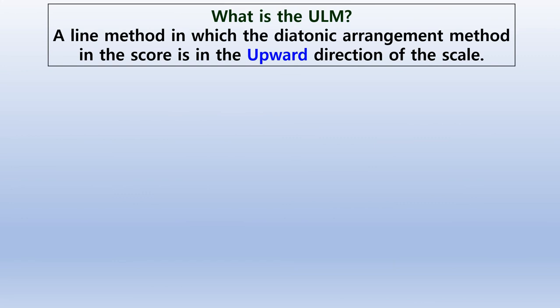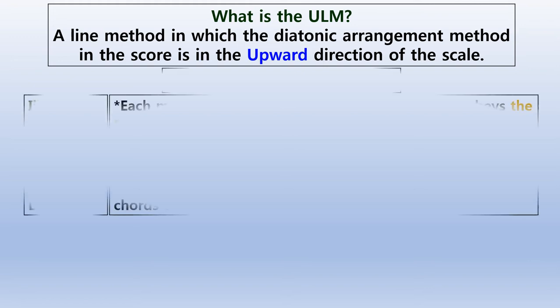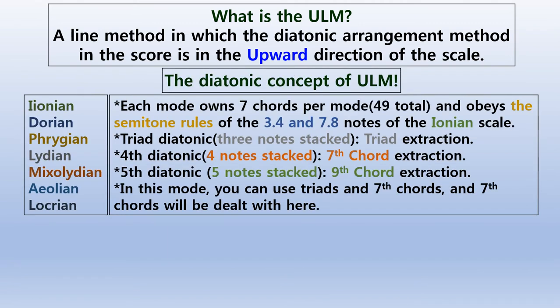The meaning of the upward line method is an upward line method as the English name indicates, and it means the line method in which the diatonic arrangement method on the score is in the upward direction of the scale. Looking at the diatonic concept of the upward line method, the 7 modes possess 7 chords per mode, 49 total, and obey the semitone rule of 3.4 and 7.8 notes of the Ionian scale.